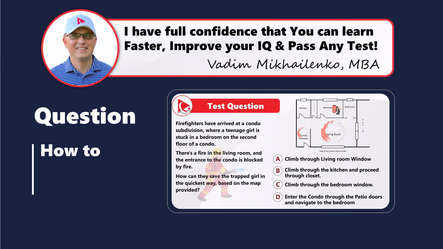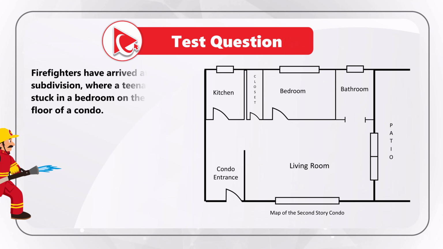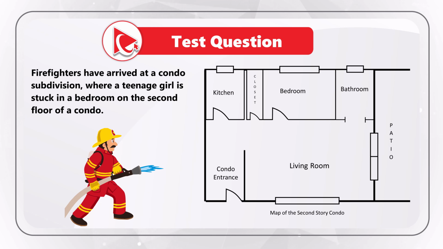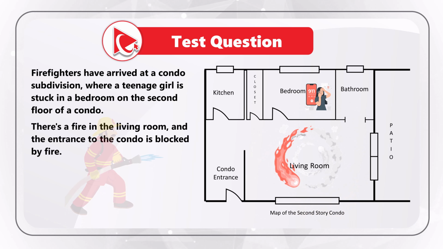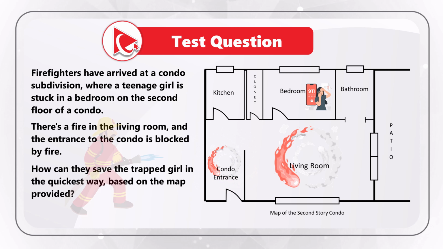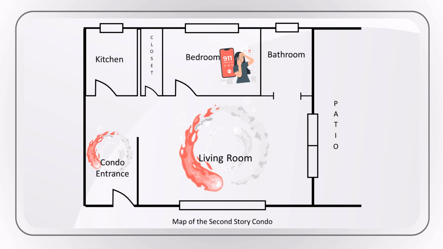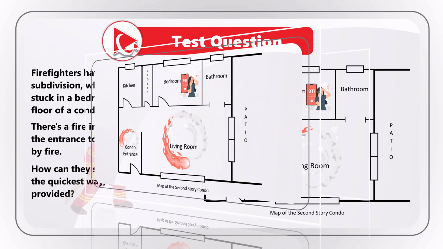Here's an amazing question where you need to demonstrate critical thinking and the ability to navigate with a map. Firefighters have arrived at a condo subdivision where a teenage girl is stuck in the bedroom on the 2nd floor of a condo. There is a fire in the living room, and the entrance to the condo is blocked by fire as well. How can they save the trapped girl in the quickest way based on the map provided? Take a close look at the provided map and select 1 out of 4 possible choices.